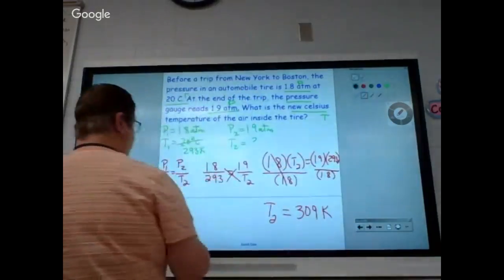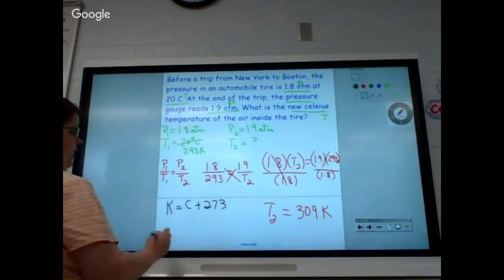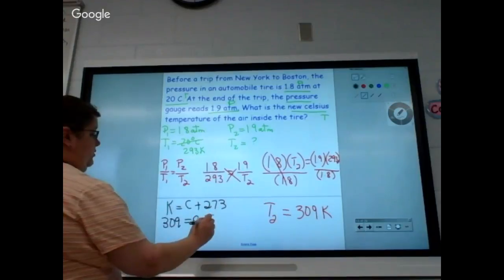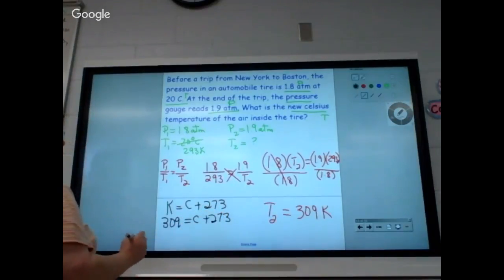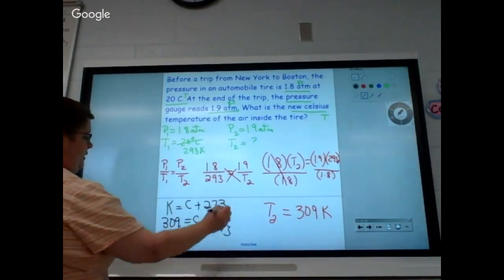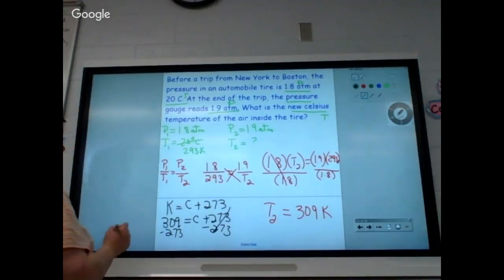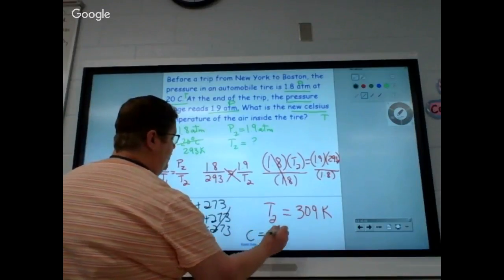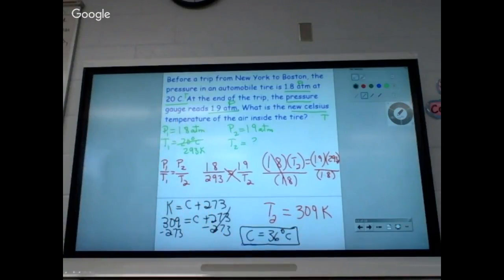Now it wants the unit in Celsius. So we take our formula: K equals C plus 273. We put 309 in for K: 309 equals C plus 273. So we subtract, and we get 36. So C equals 36 degrees Celsius, and that will be our new temperature. Questions about how to do that? Does that make sense? Everybody good?